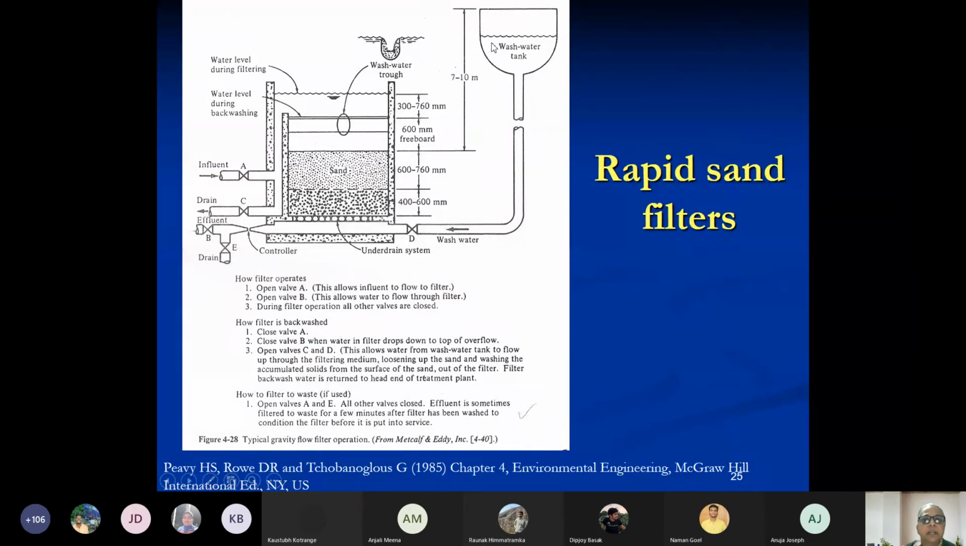Now D is connected to a wash water tank. This wash water is in an elevated storage reservoir which contains chlorinated water. Backwashing water is always chlorinated water. It comes in at very high speed. The higher the elevation of the wash water, the higher the velocity and pressure, and it comes in the reverse direction. So this is gravity flow and this is upflow. The upflow is a jet of high velocity, and what we call fluidization of the bed happens at this point.